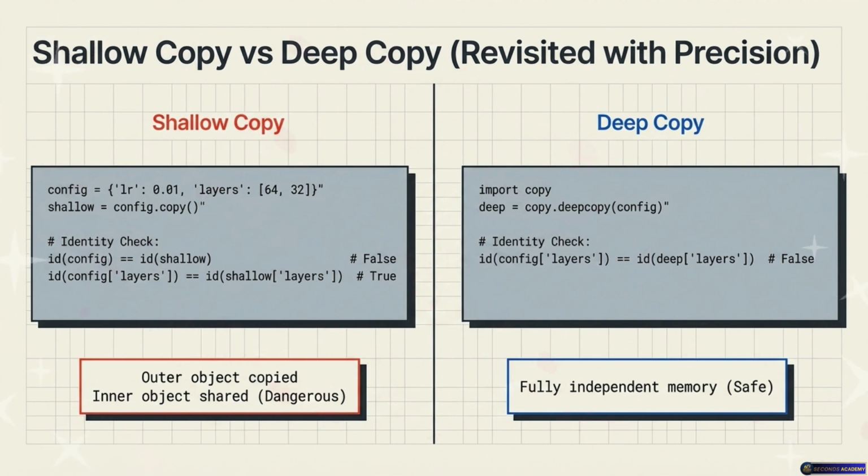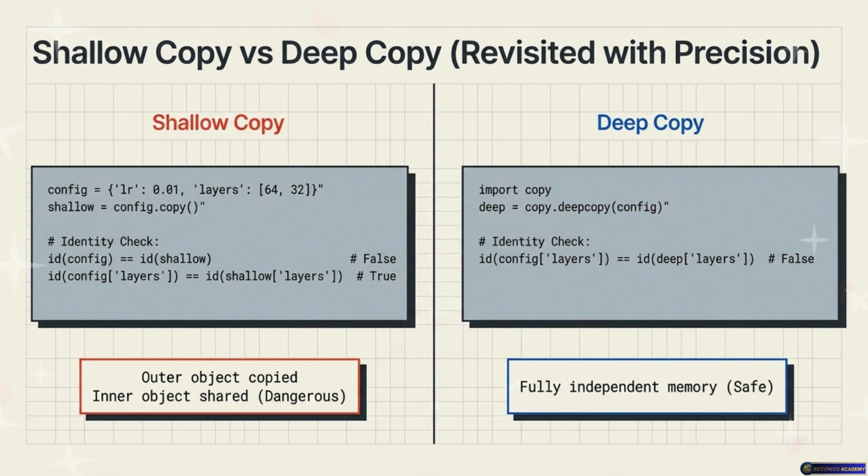Let's look at a standard configuration setup. You have a dictionary called config. Okay, so a basic Python dict. Right. Inside it, a learning rate, so lr is 0.01, and a nested list for your hidden layers. Let's say layers points to a list of 64 and 32. Pretty standard neural net config. Yep. Assigning this directly to a new variable is bad, so you use Python's built-in copy method, writing shallow_config = config.copy(). On the surface, that looks like a responsible engineering decision. I mean, it uses the word copy.